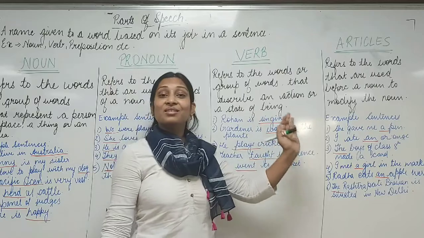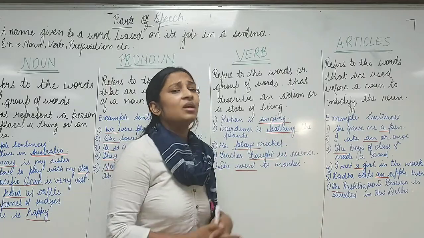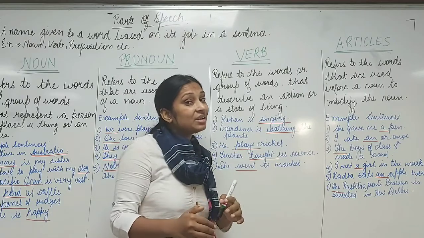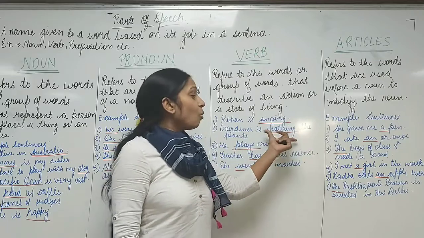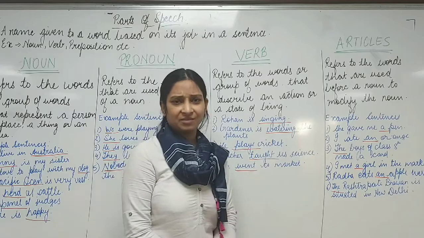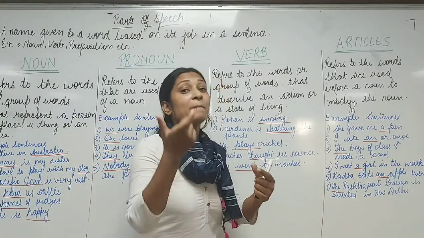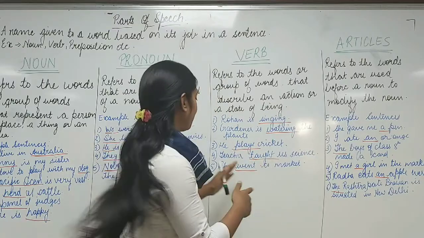Gardener is watering the plants. Now what is the gardener doing, children? What is the action that is being done in the sentence? Watering. Clear? So, watering will be a verb. He plays cricket. Plays, the action that is being done here is playing. Right? So, play here is a verb.